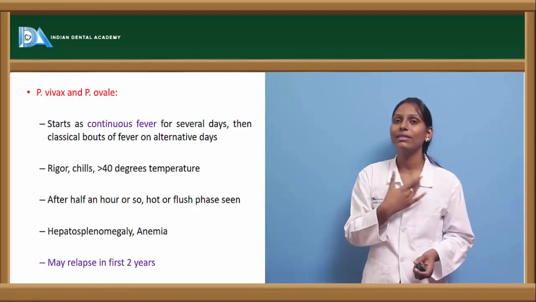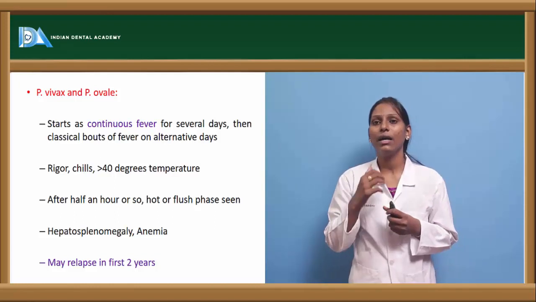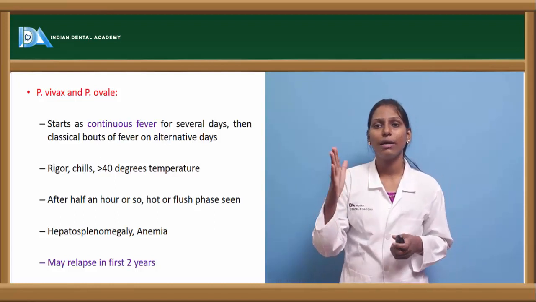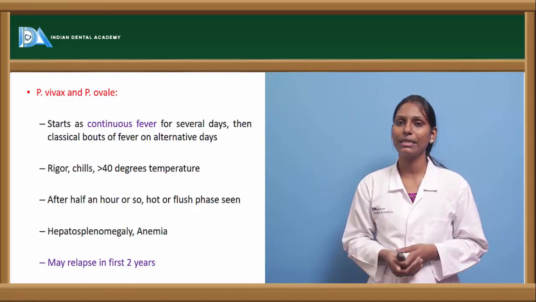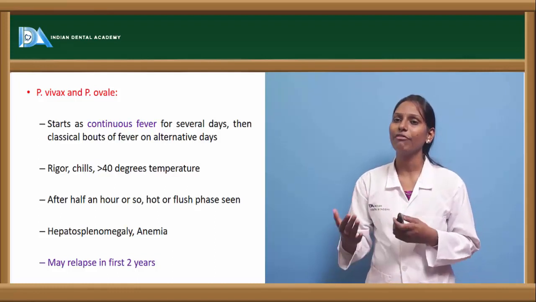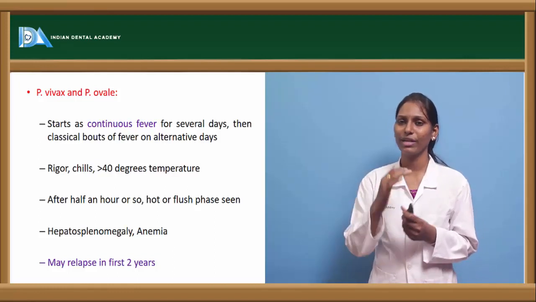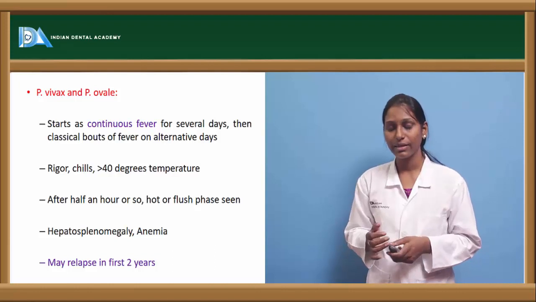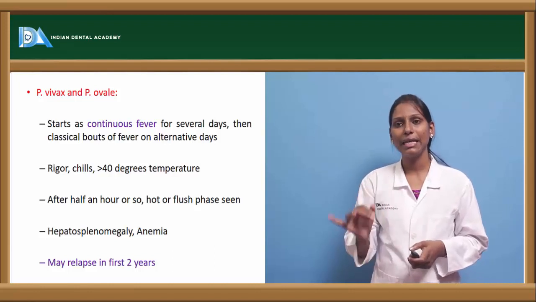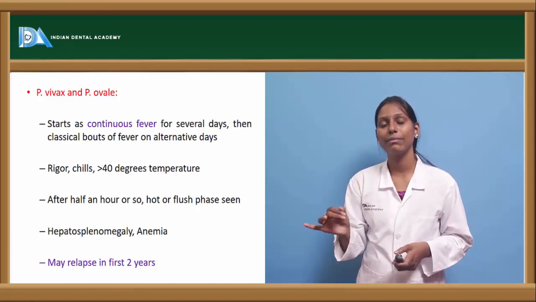Patients usually have rigors, they'll have chills, and the temperature is raised to greater than about 40 degrees centigrade. And after half an hour or so, there will be a hot or flush phase. And hepatosplenomegaly, tender enlarged liver and spleen can be seen.